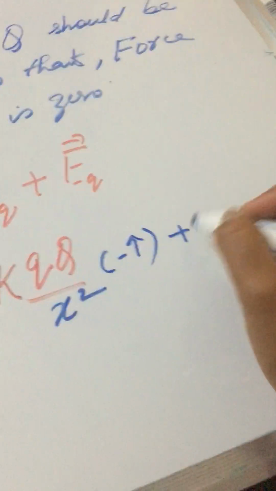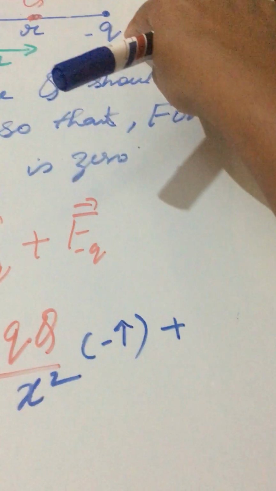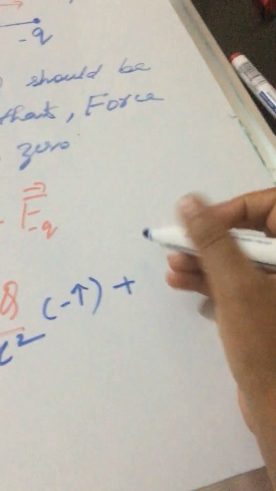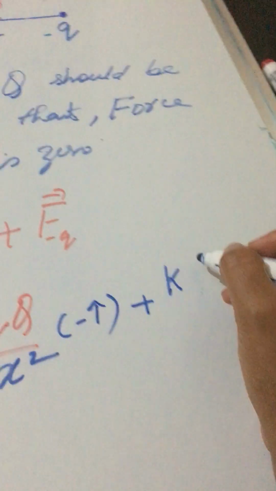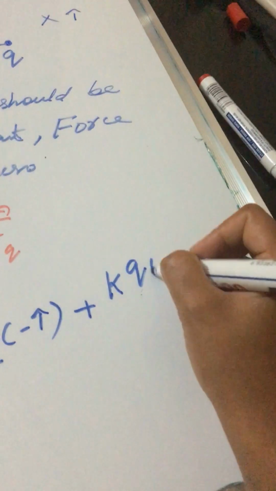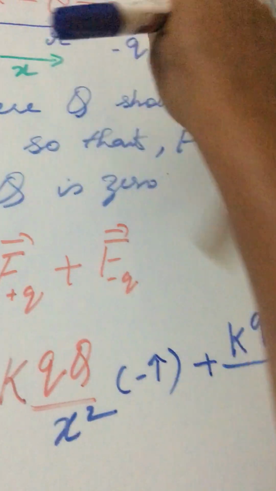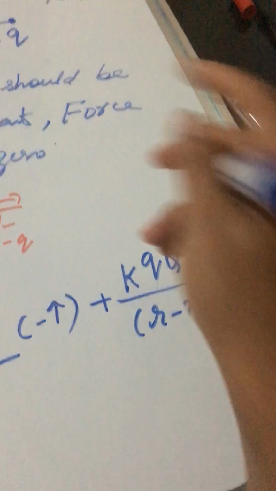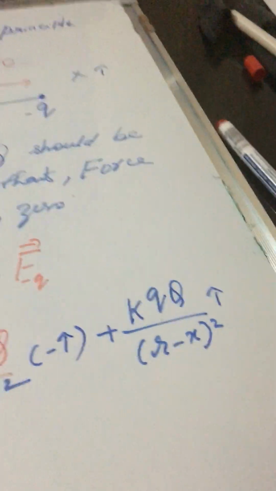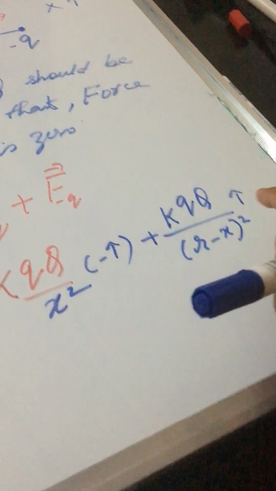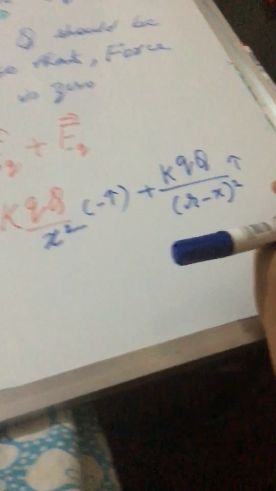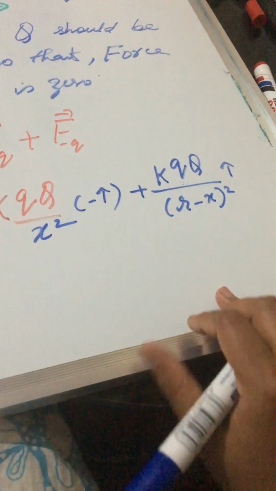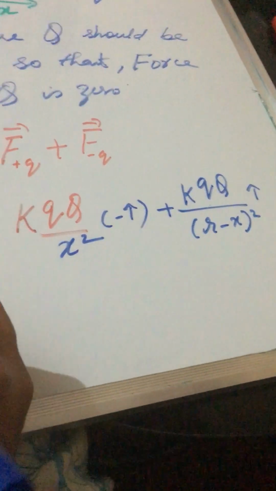Then another, this is due to minus Q, right? Minus Q should be, the magnitude only we need to write, K Q by what should be this distance? Total distance is R minus X, squared. Now what is the direction? i cap, right? Is it clear to you, students? Okay. So this total is 0.